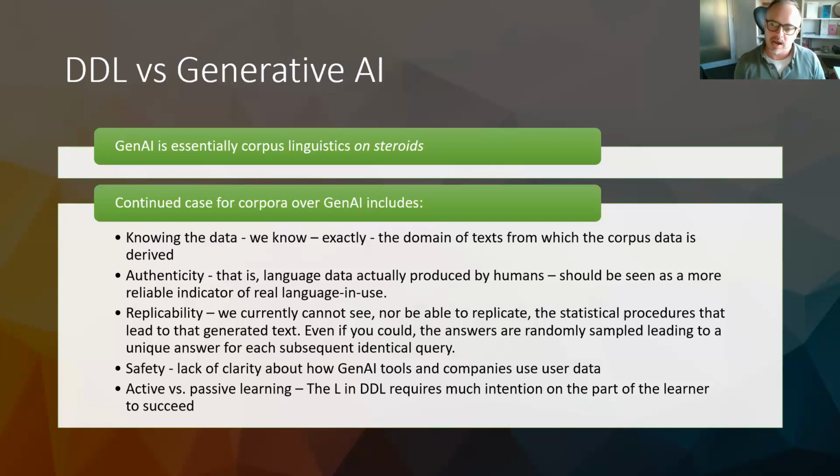Plus, it's a much more active learning process. With generative AI, you type in the question and it does all the work for you. But with corpora, you have to analyze the data, you have to query it, you have to recycle it. There's much more intention on the part of the learner to succeed.